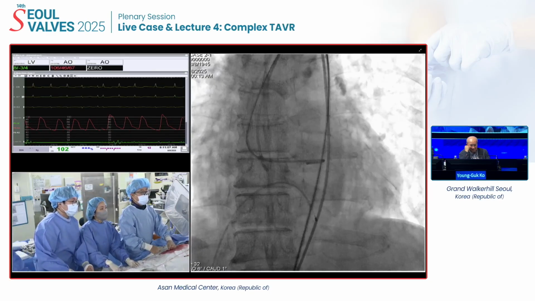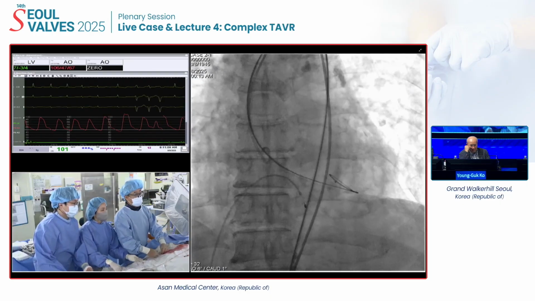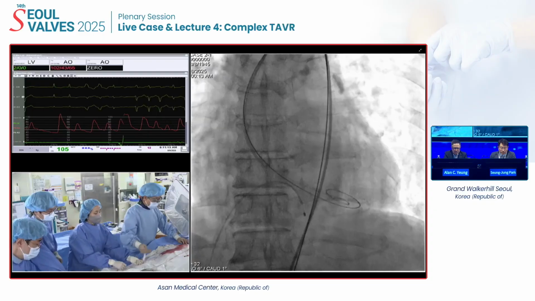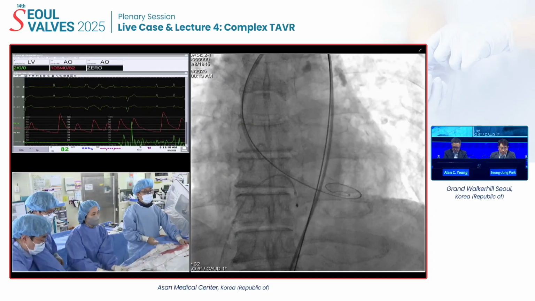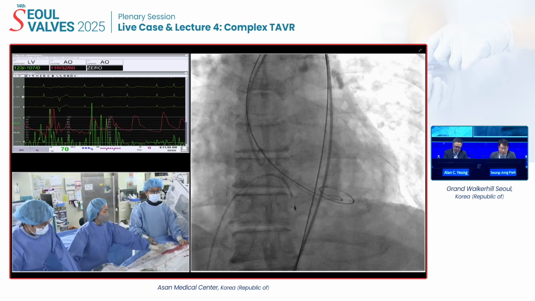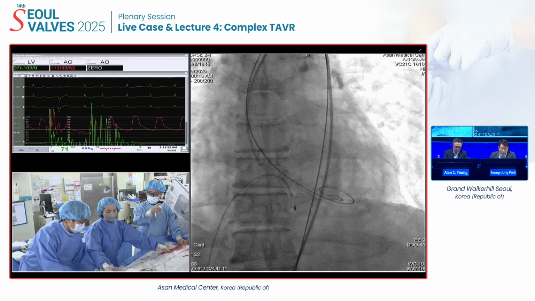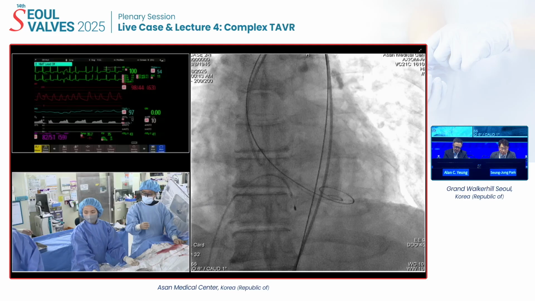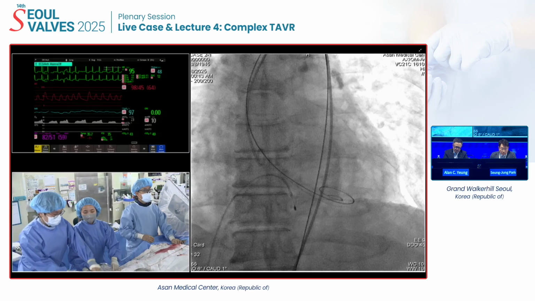Okay. And then we will do pre-dilation. We decided to put the Sapien, the Ultra 26. So we usually do pre-dilation two steps down in sizing, with the 20. And then after pre-dilation, we put the Sapien valve.